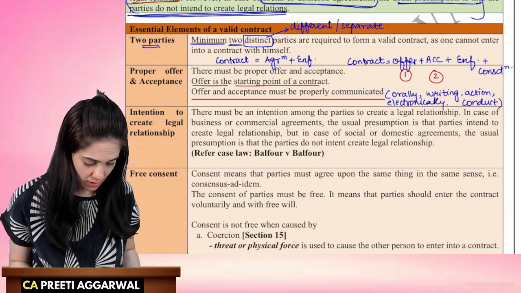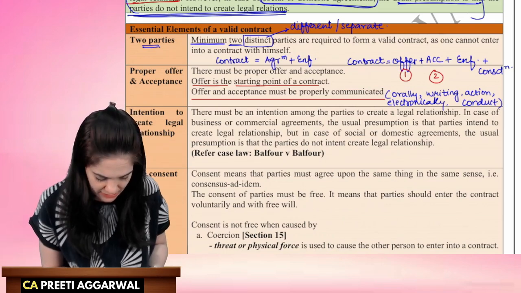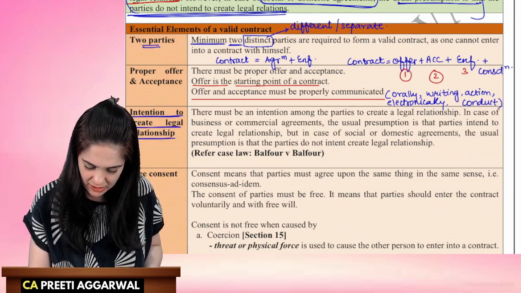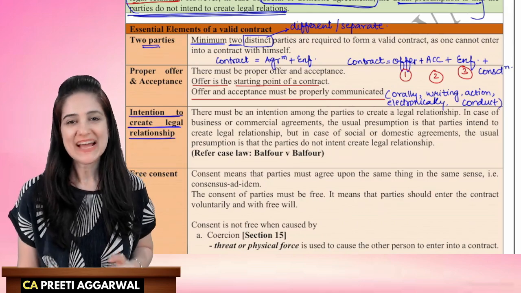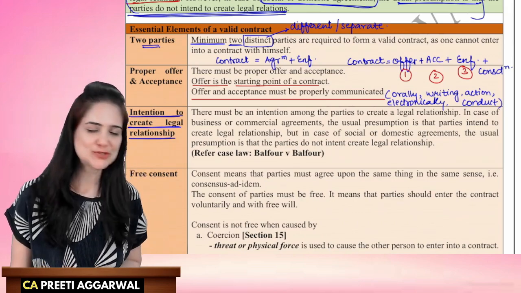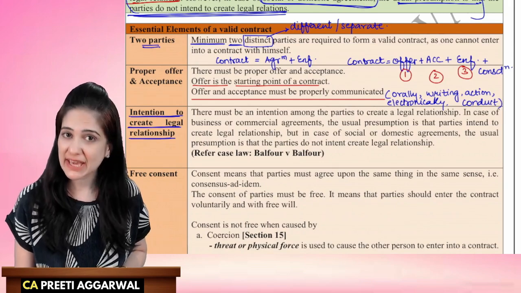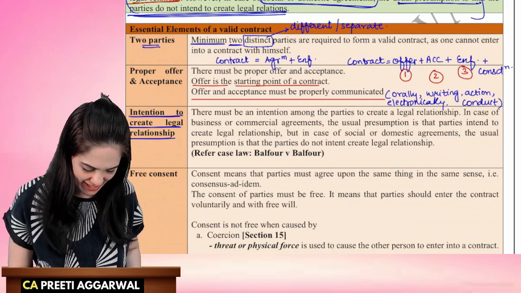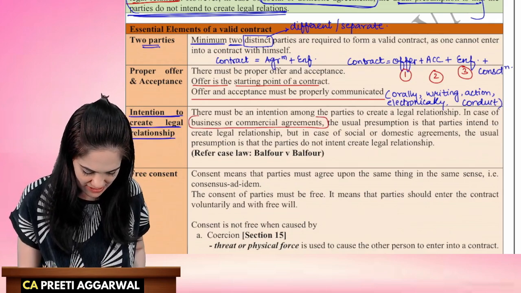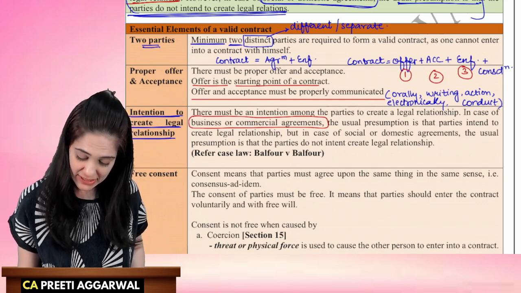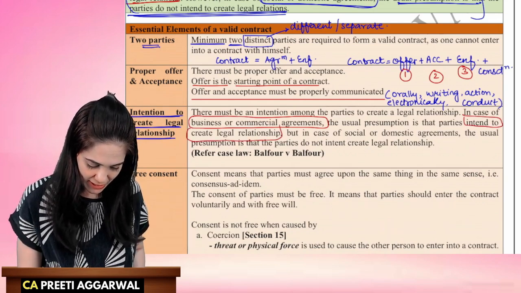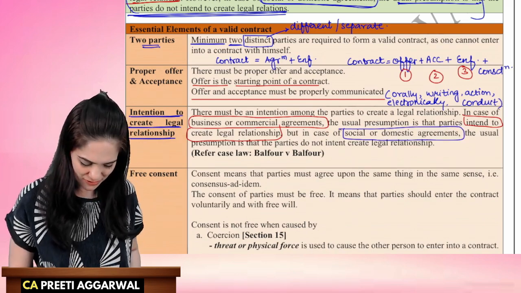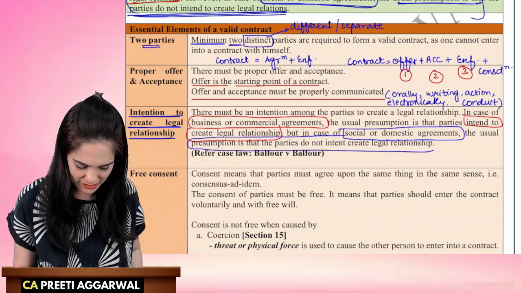It's all open. There must be intention to create legal relation. That is nothing but enforceability. That is our third element. Enforceability means intention to sue, intention to file a case. If one party defaults, the other party can take action. In case of business or commercial agreements, the usual presumption is that parties intend to create legal relation. But in case of social or domestic agreement, there is no such assumption. We assume that parties do not intend to create legal relation.